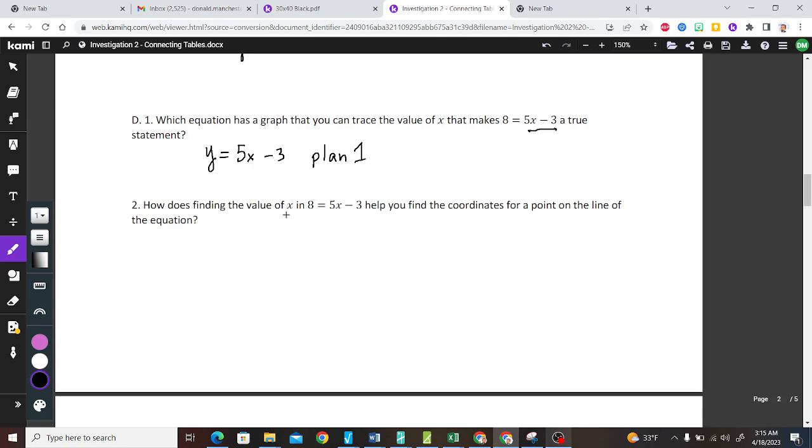So how does finding the value of x in 8 equals 5x minus 3 help you to find the coordinates for the point on the line of the equation? So if we solve for x, solving for x finds the missing coordinate.